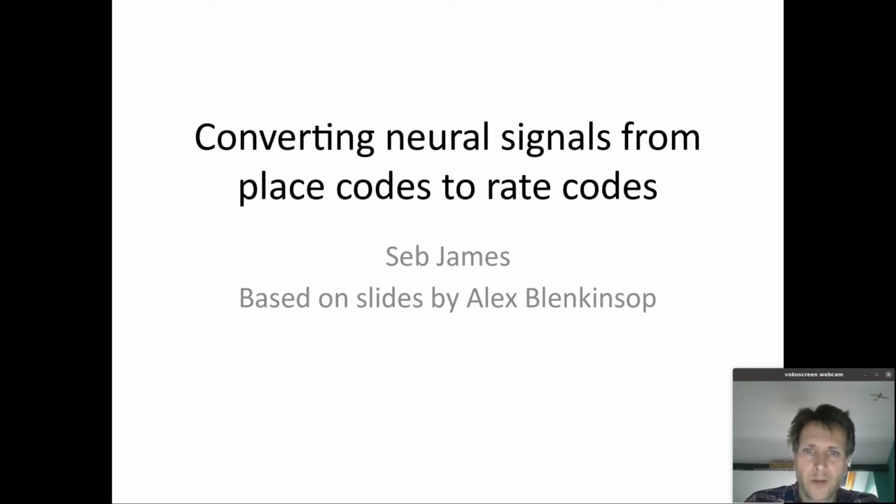I'm going to be talking today about converting those neural signals from place codes to rate codes. This terminology, place code and rate code, isn't something I talked about a great deal in the first lecture, but I talked about the ideas behind it. The slides that I'm using here were developed initially by my colleague Alex Blenkinsop, who's since left the university.